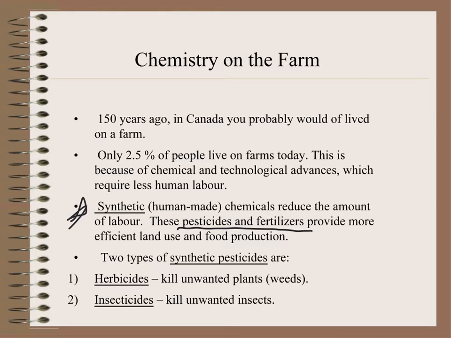Now, there are two types of synthetic pesticides that we're going to talk about, and the first one is herbicides. So right here, herbicides kill unwanted plants, such as weeds, dandelions, thistles, that kind of thing. And then the last one is insecticides, and these kill unwanted insects, like a grasshopper. So killing a grasshopper, and that's what these insecticides will do.